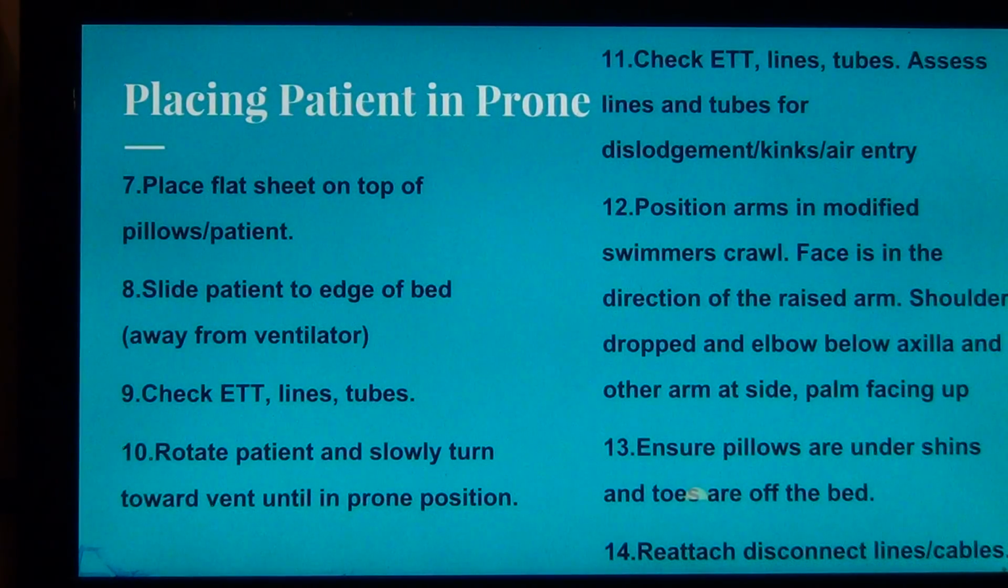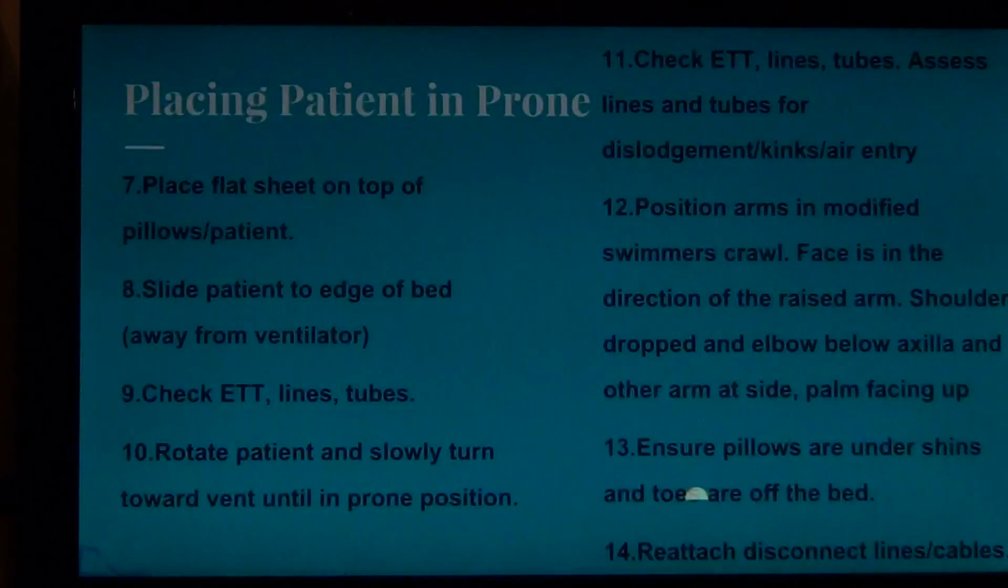Position arms in a modified swimming crawl. Face is in the direction of the raised arm. Shoulder is dropped and elbow is below the axilla, and the other arm is at the side, palm facing up. Ensure pillows are under the shins, because that's a good area where they get a lot of pressure sores, and the toes are off of the bed. Reattach any disconnected lines or cables.